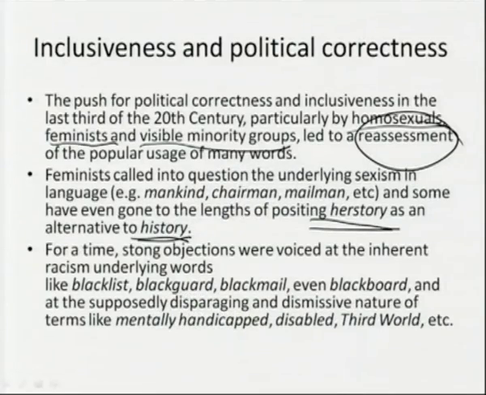Then next, the text mentions here, for a time strong objections were voiced at the inherent racism underlying words like, for instance, blacklist, blackguard, blackmail and blackboard. Okay, we've moved from the disparaging term negro, we no longer refer to the black person as negro.